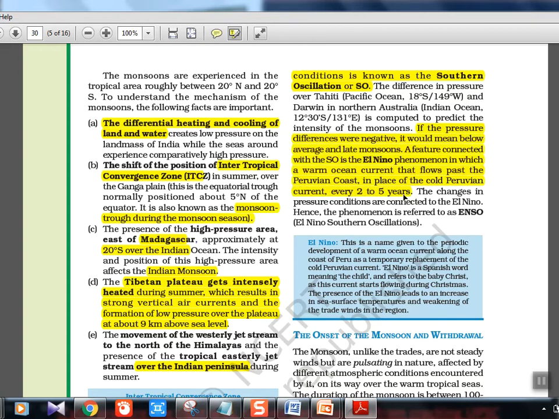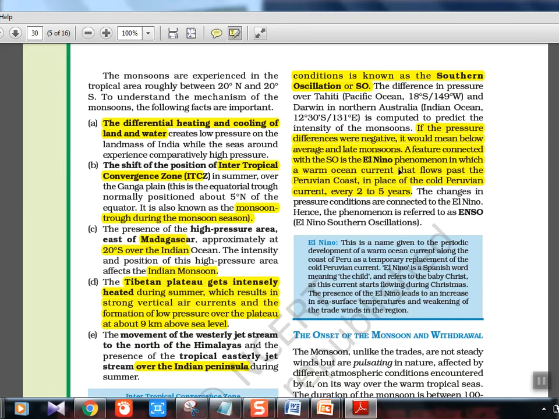So in 2015 and 2016 both were El Nino years, not 2017, only 15 and 16. You know, the drought problems and all we had. So the Peruvian coast, like I told, usually has a cold current, but due to some phenomenon the equatorial current will go and settle there and it will become warm. Okay, so that process happens every 2 to 5 years, they are telling.